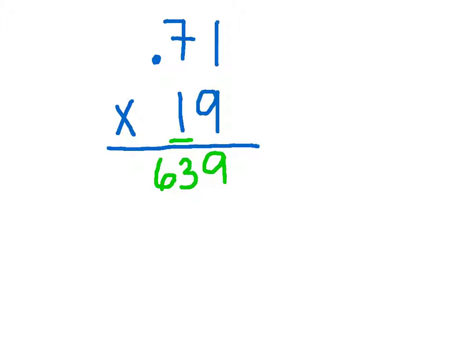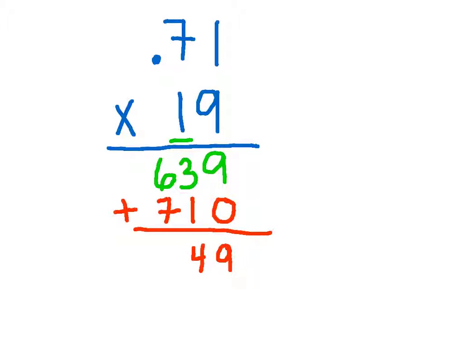You're going to move on to your second number, 1, and you're going to have a placeholder of 0. 1 times 1 is going to be 1. 1 times 7 is 7. Again, you're going to add these like normal. 9 plus 0 is 9. 3 plus 1 is 4. And 6 plus 7 is going to be 13.